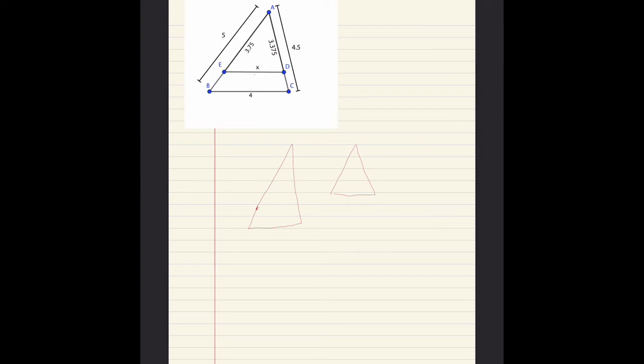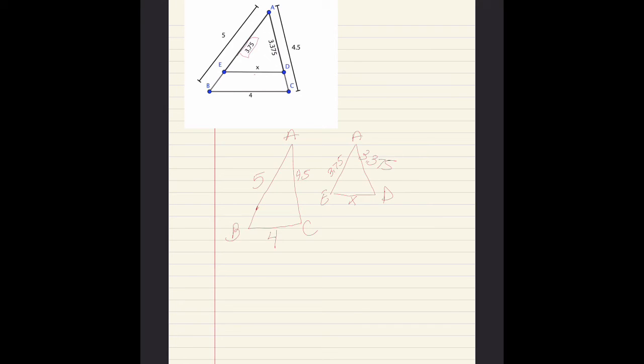Basically, this triangle is just on top of this triangle in this picture, right? So we have our A, we have our B, we have our E, we have our D, and we have our C. We know the sizes based on what it's showing us. So this 3.75 is this, 3.75. This side is 3.375. And then we have X. And then here we have 4, we have 4.5, and we have 5. Okay? So first step, find X.